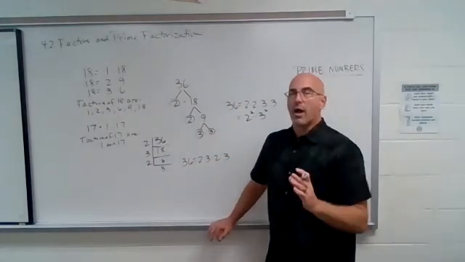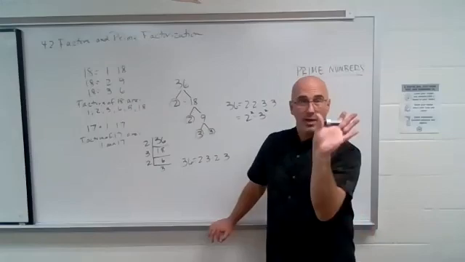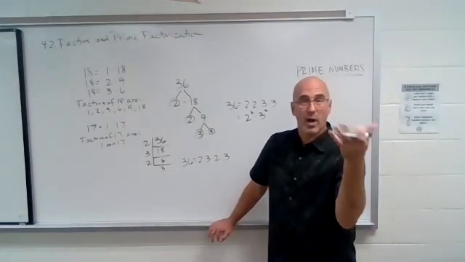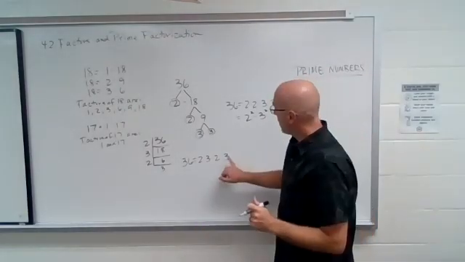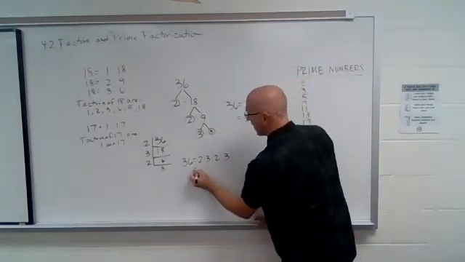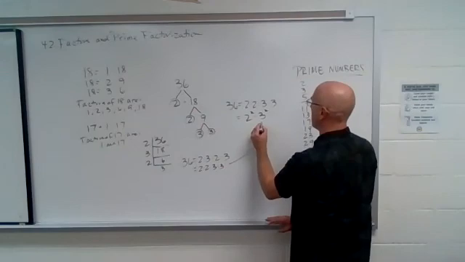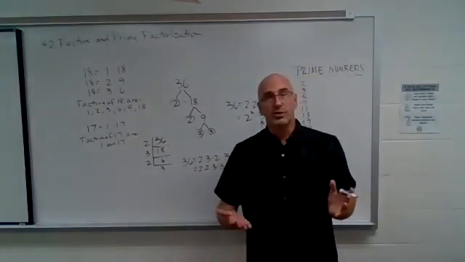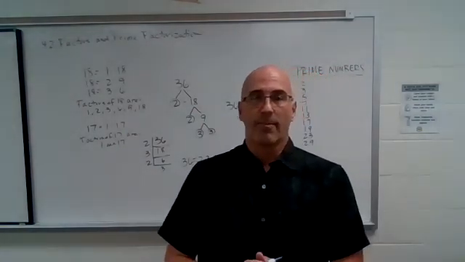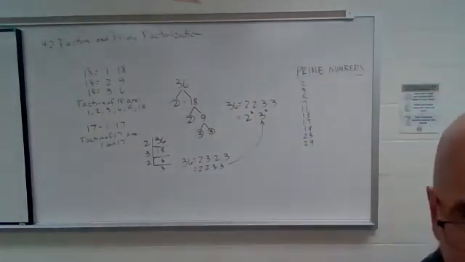Now we know by our commutative property that we can switch things around whenever we have all multiplication. So we have 2 times 2 times 3 times 3. Look, it's the same thing. So those are your 2 methods to find prime factorization.